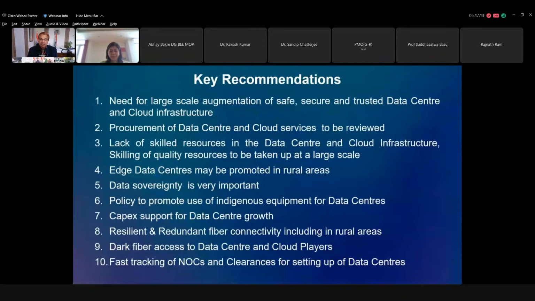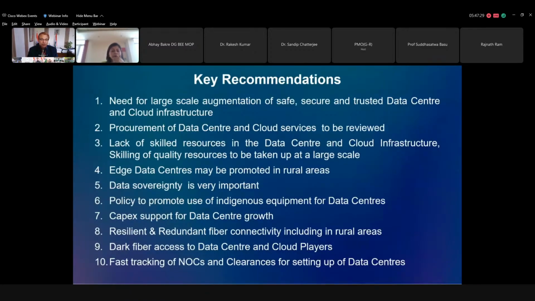Right now, there is a supply constraint in the economy in terms of quality resources for the IT sector and data centers and cloud infra specifically. So skilling has to be taken up at a larger scale across the entire country, sir.